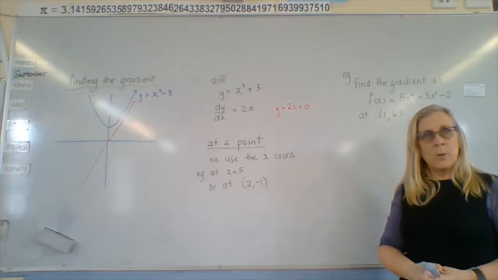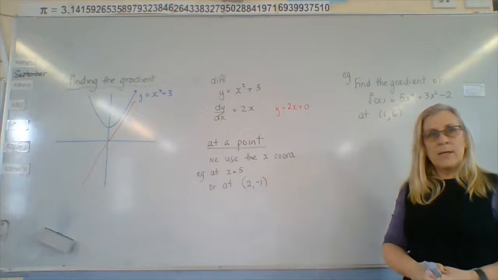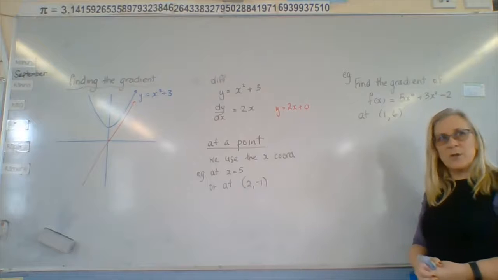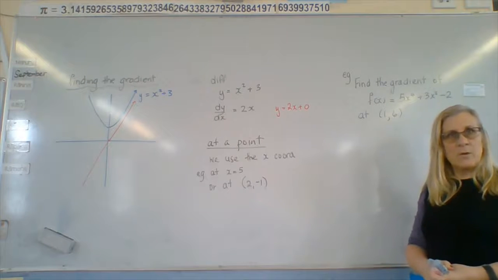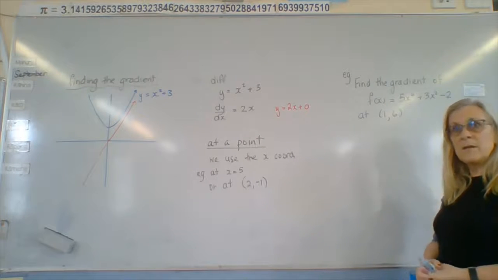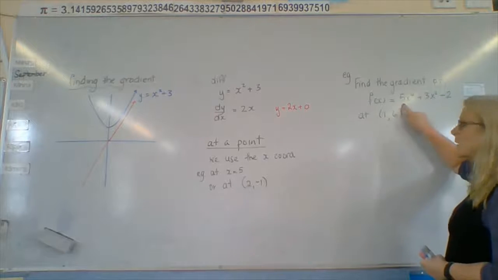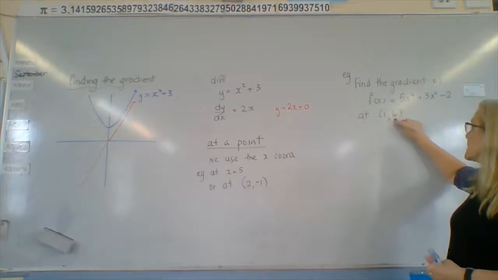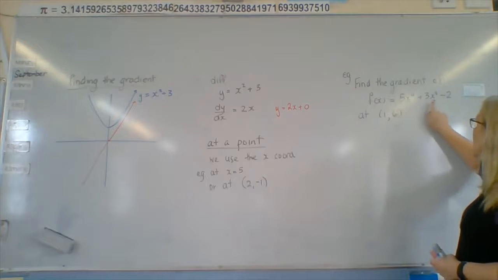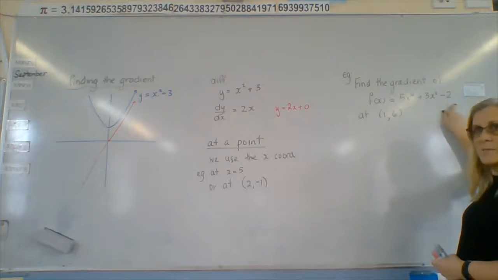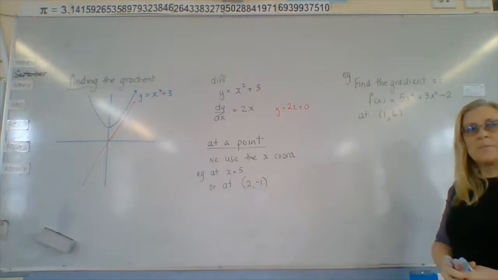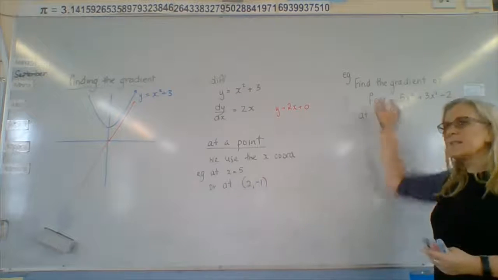Differentiate. No. How can I test a point is on a curve or a line or anything? If I put 1 in here, what should I get? 6. 1 is 5, plus 3 is 8, minus 2 is 6. That point is on this curve. All right? So this is our question.